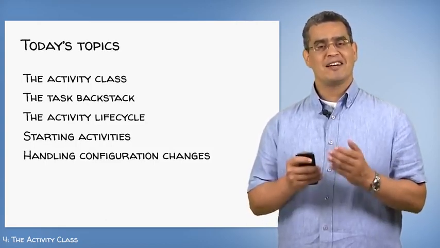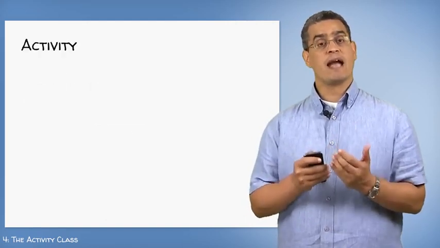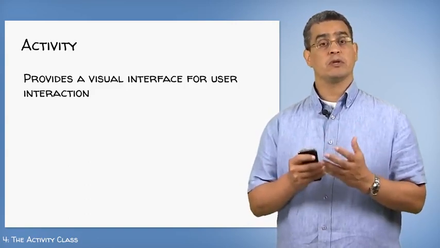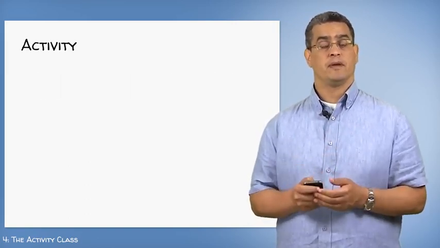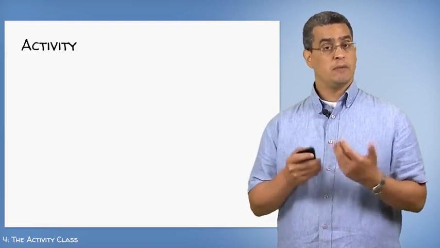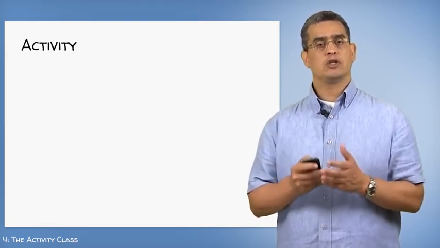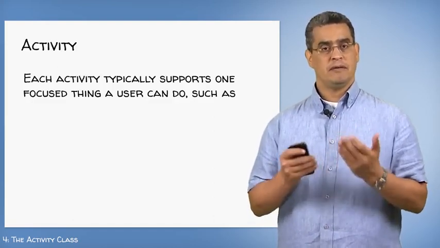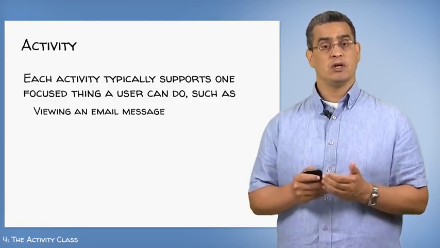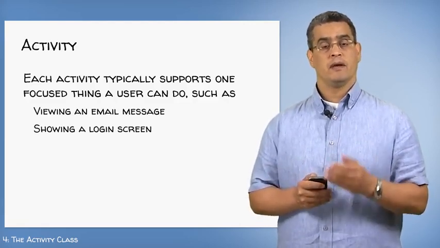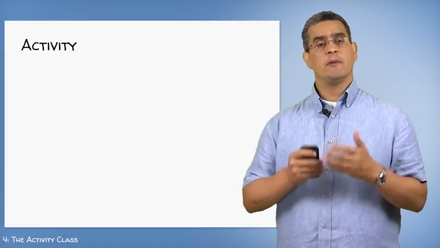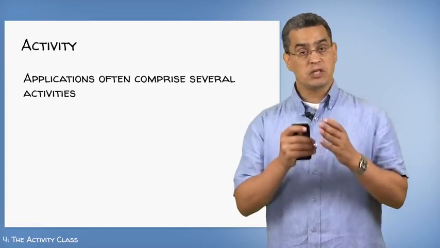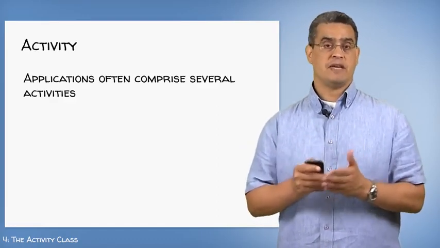As I've said before, activities are the primary class for interacting with users. They're designed to provide a visual interface through which the user can interact with the application. And by convention, activities should be modular in the sense that each activity should support a single focused thing that the user can do with your application, and individual things like viewing an email message or showing a login screen. And if you follow this convention, then you end up creating applications by stringing together multiple activities, each with a single purpose that the user then navigates through.